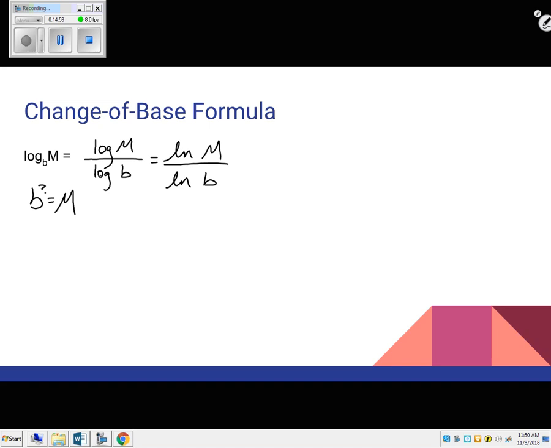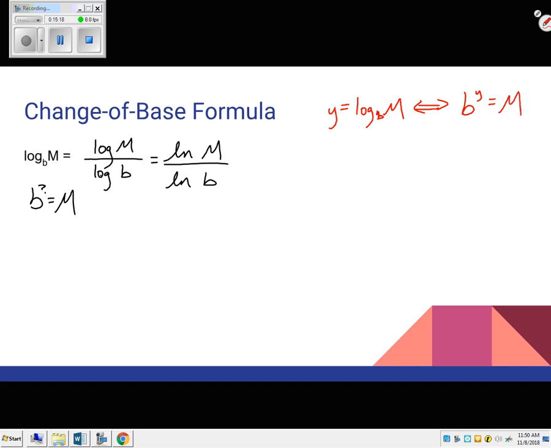Very first time I taught this lesson, there was an older gentleman in my class at ASU that asked me, why does that happen? And I wish I knew the answer at the time like I do now. Because now I know that log base b of m, this is true if and only if, by definition, b to the y is equal to m.